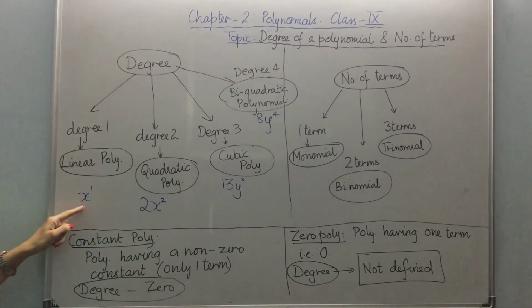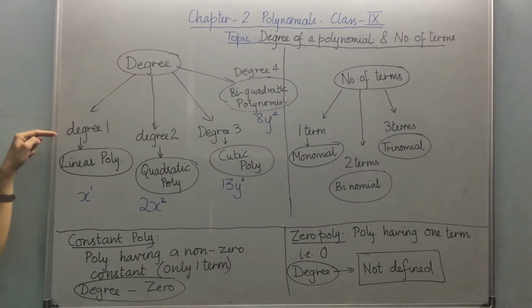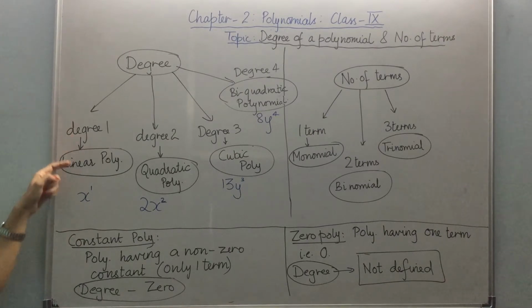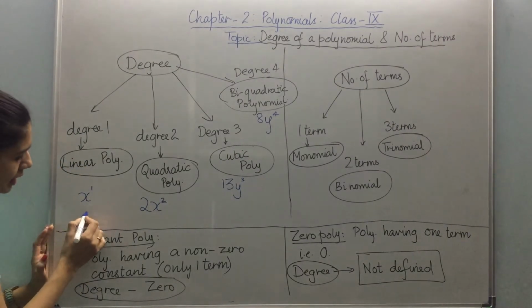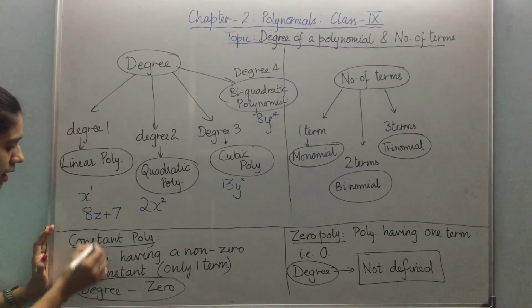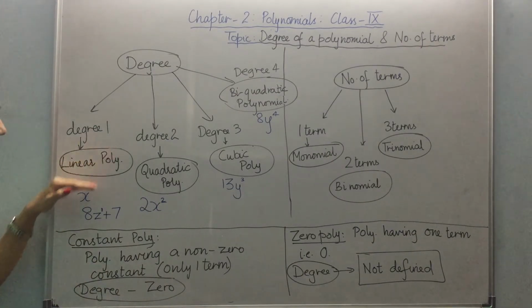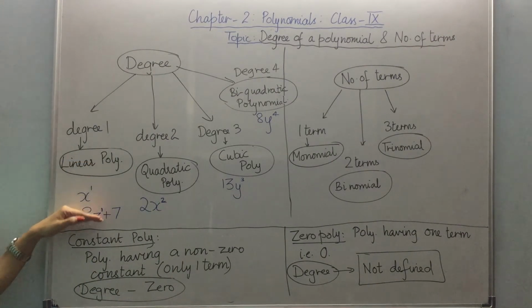Whenever the variable's power is 1, we say that it is of degree 1 and it is called a linear polynomial. Some other example can be 8z plus 7. Again, z is raised to the power 1, that is why it is called a linear polynomial.